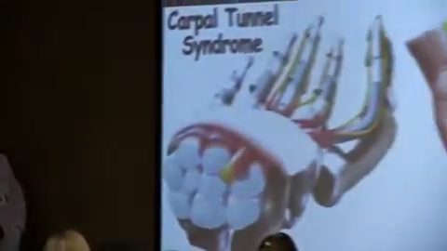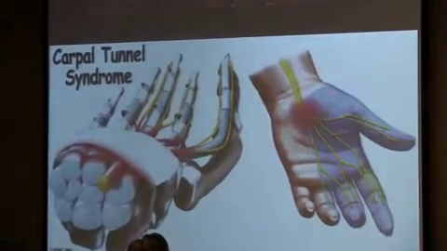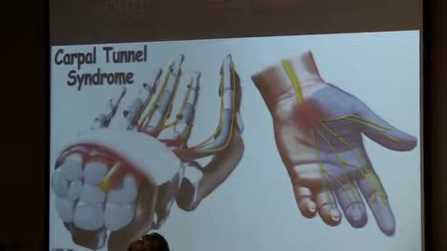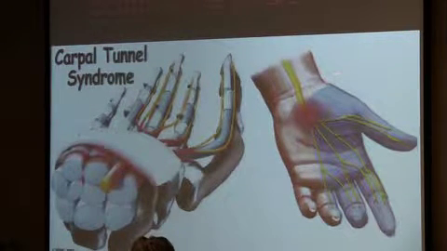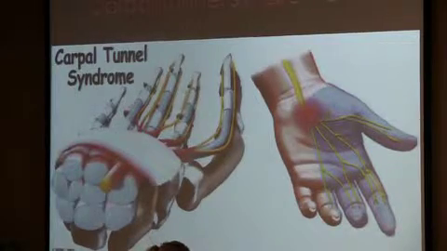A couple other pictures. I think this just shows the space well. You've got all these tendons in there with one nerve. And then this is showing the distribution, and this is actually incorrect because this part of your hand really is supplied by this branch that's hopping off right about here. So that should be intact. You're really going to get the fingers and the thumb.